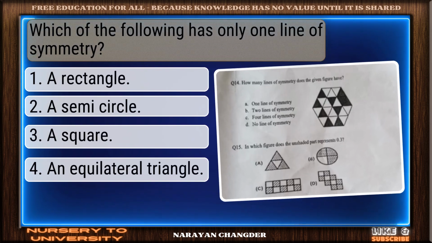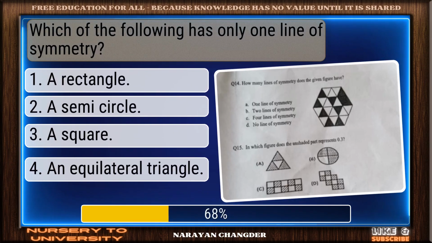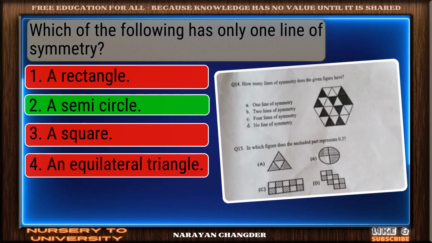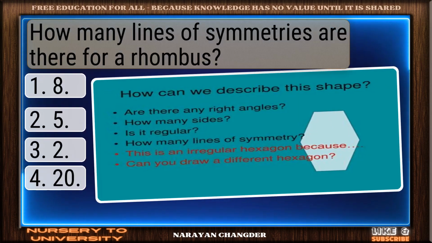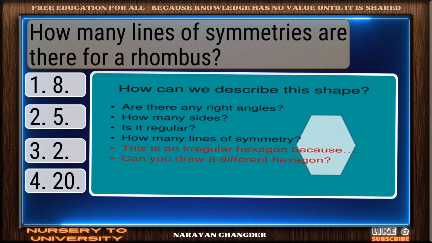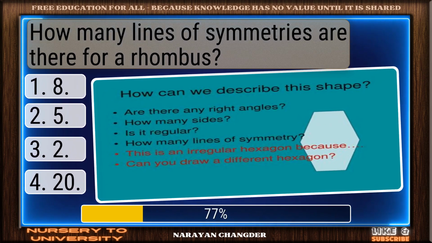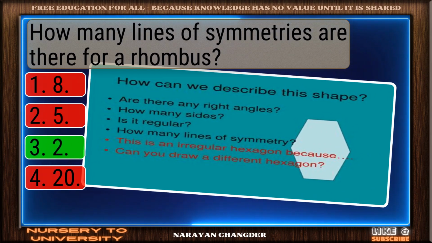Which of the following has only 1 line of symmetry? Well done. A semicircle is the right choice. How many lines of symmetries are there for a rhombus? Correct. 2 is the right answer.